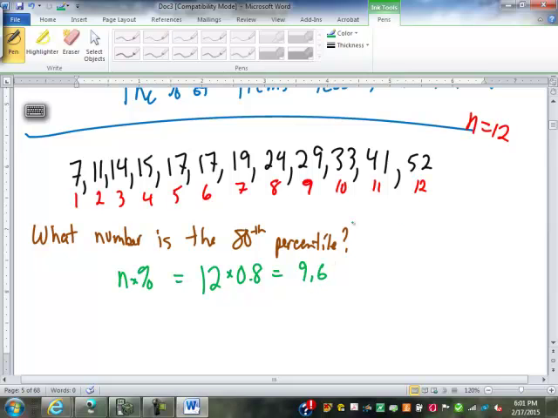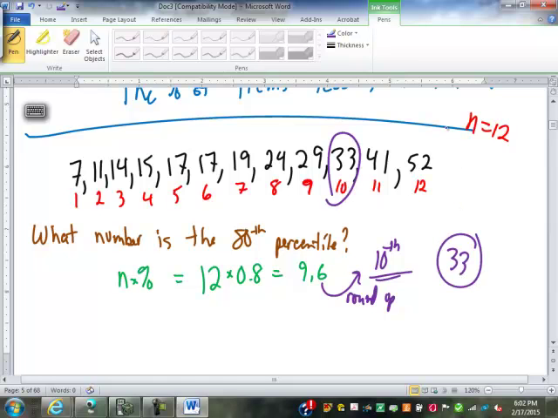What did we do when we came up with a decimal there? We would round up. Always up. Even if that was 9.1, we would round up. Just because we're asking what percent are below that value, so we can't round down because then stuff won't be below it anymore. We gotta stay higher so that everything is below it. So it's the value in the 10th position that is going to be our 80th percentile. So 33 is our 80th percentile.